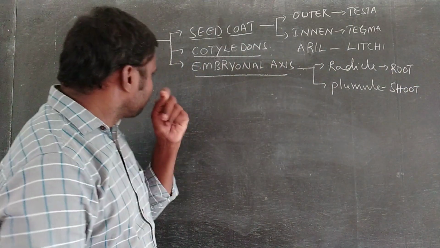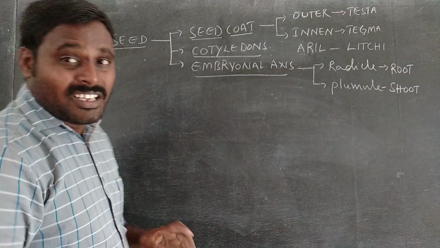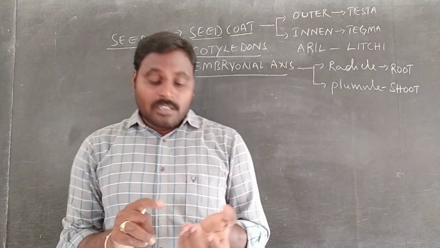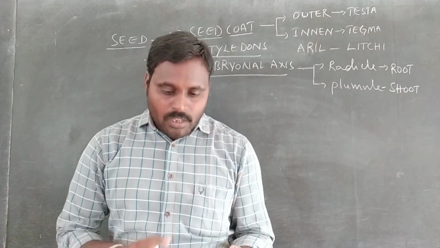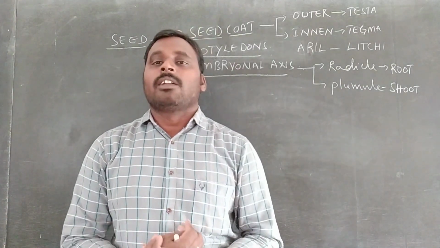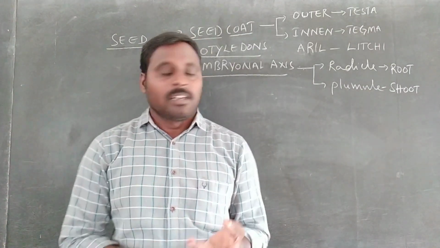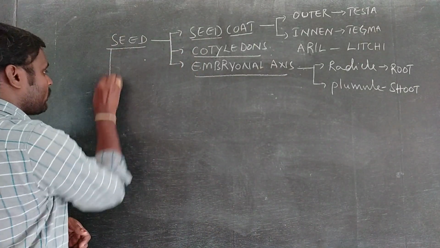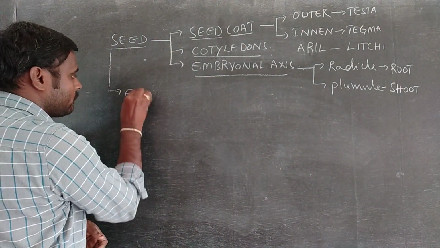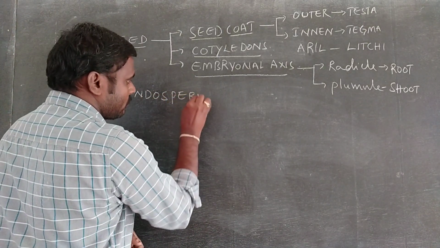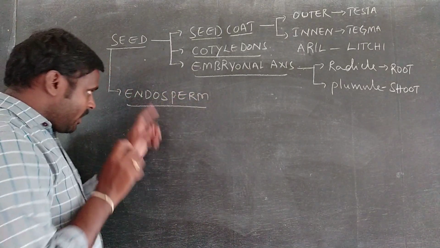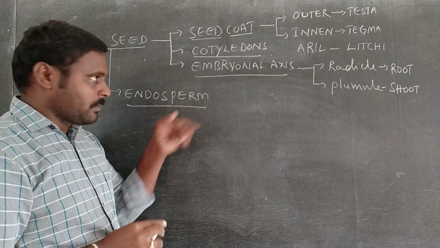Clear? Right. But the seeds, based on the presence and absence of the endosperm, are again two types: endospermic seeds and non-endospermic seeds. How many types? Two types. Based on which thing? Based on endosperm. Based on the presence and absence of the endosperm, seeds are two types.